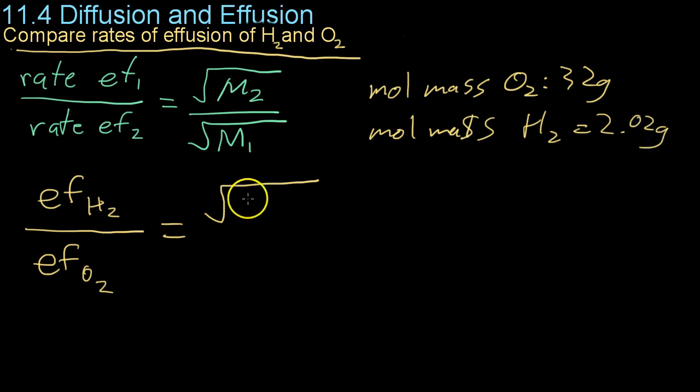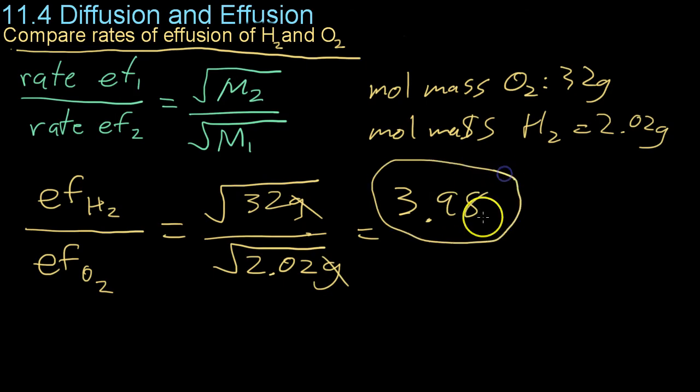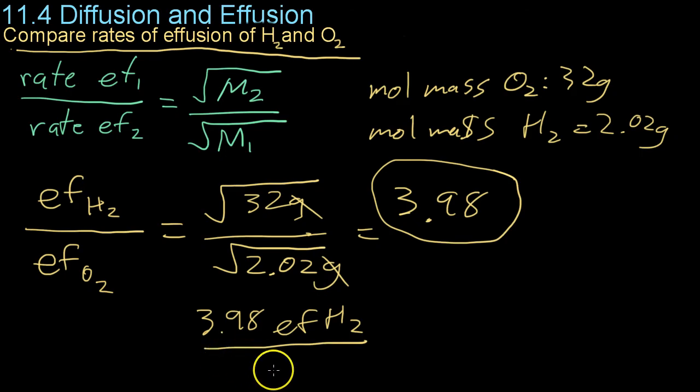Now, using these two values, we can plug them in under the radicals, and once you do the math, you'll see that the units cancel, both grams, and you end up with this constant. Now, what does this mean? It means that the rate of effusion of hydrogen is 3.98 times faster than the rate of effusion of oxygen. If you look over here, you can see you get this ratio, and this means that hydrogen effuses 3.98 times faster than the oxygen does on the bottom.